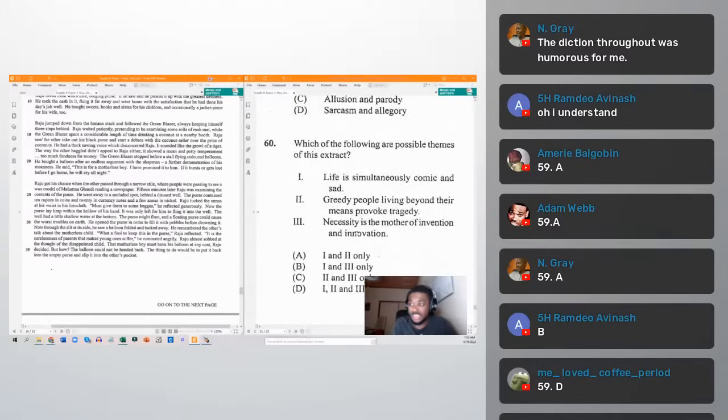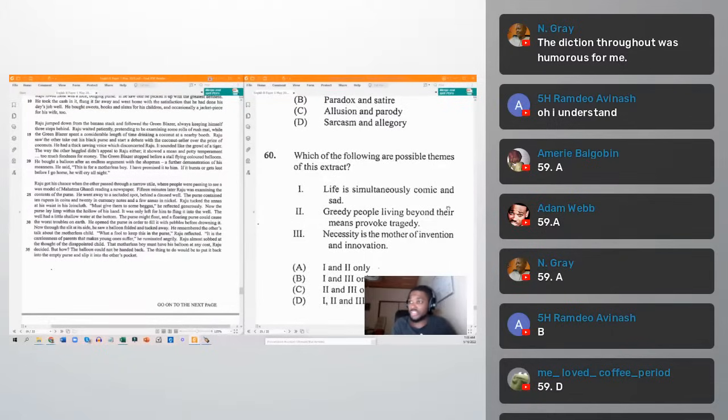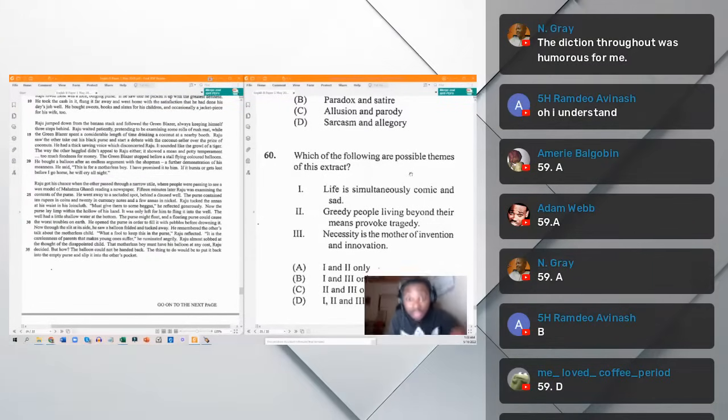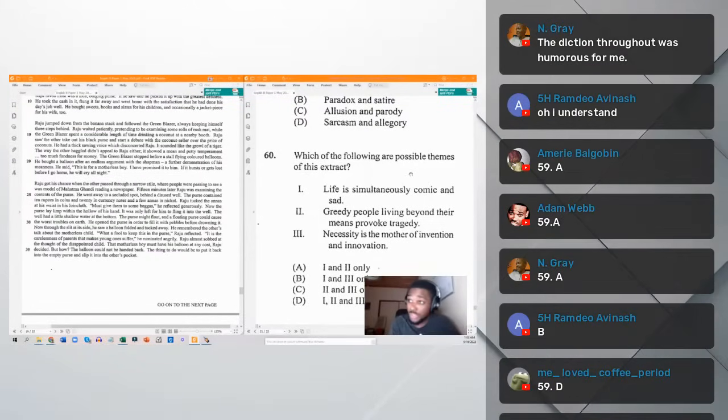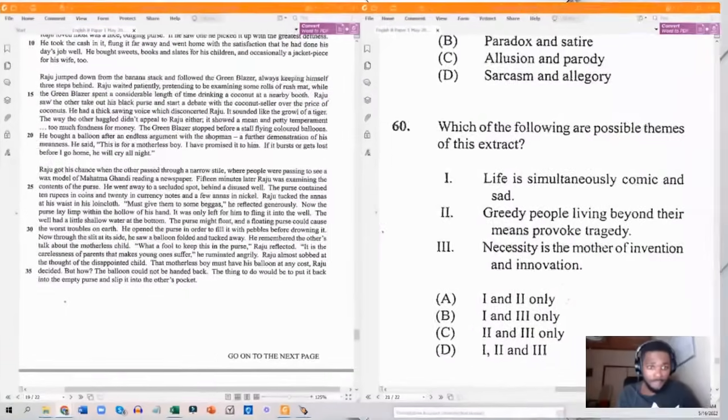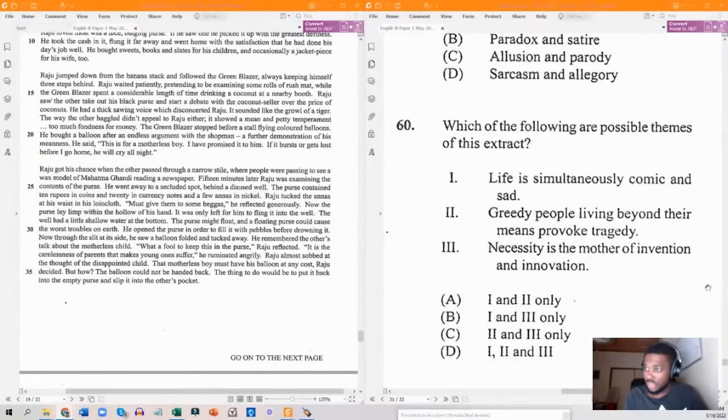All right. Number 60, the last one. Which of the following are possible themes of this extract? Which of the following are possible themes of this extract? Number 60. Possible themes of this extract.